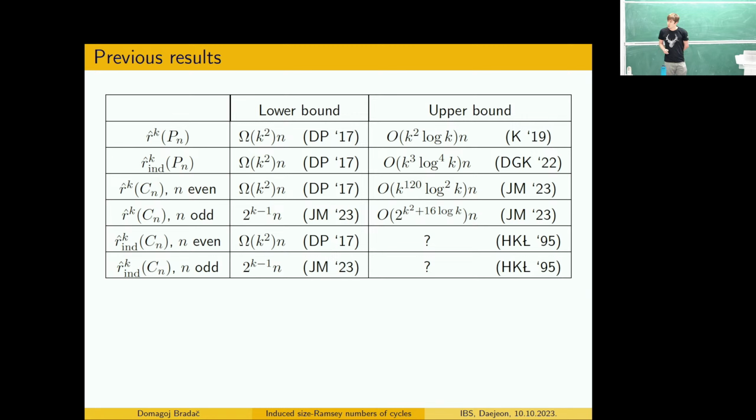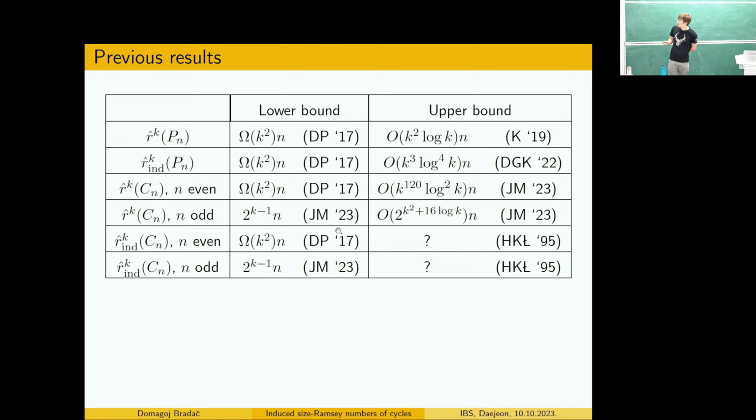So here is what is known for the size-Ramsey and induced size-Ramsey number of paths and cycles. Again, I'm interested in the value of this dependence on the number of colors. Okay, so let's first talk about lower bounds. Dudek and Bradač show that for the normal size-Ramsey number of paths, for k colors, you need at least omega of k squared times n edges.